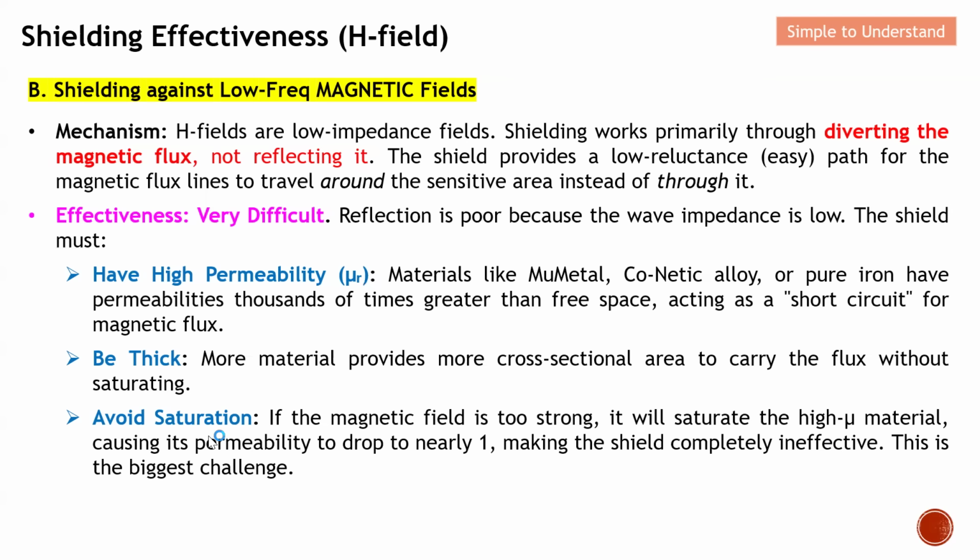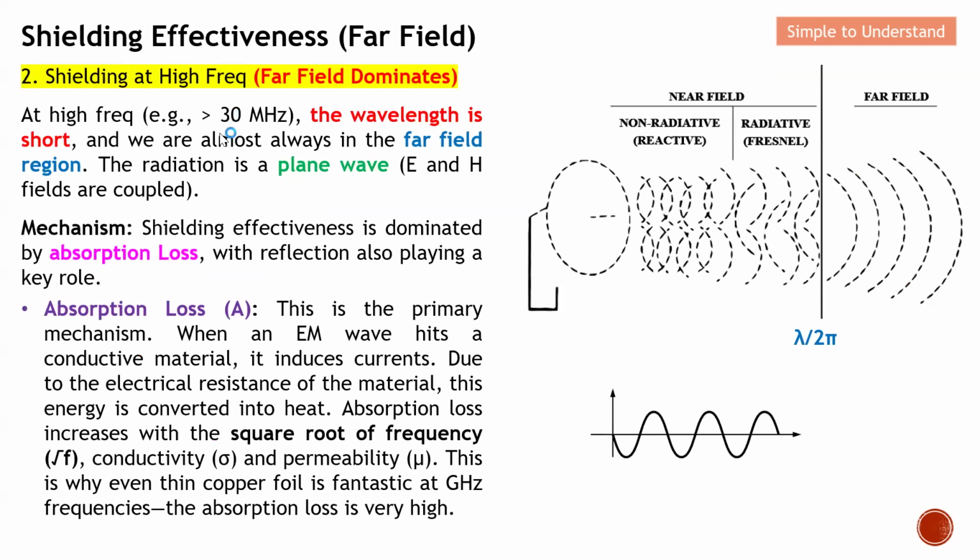I have also explained low frequency magnetic field, which is the most challenging one to shield against. Next, I am going to discuss shielding at high frequency, the far field. At high frequency, imagine the wavelength will be small, and therefore the source will be pushing nearer. So most high frequency cases happen in the far field, as mentioned here.